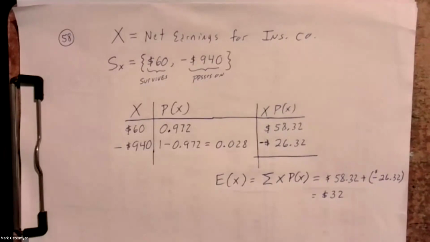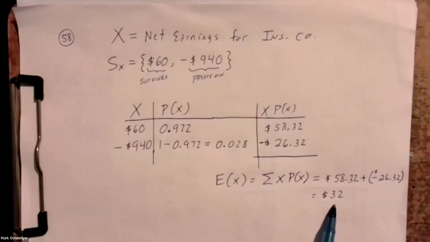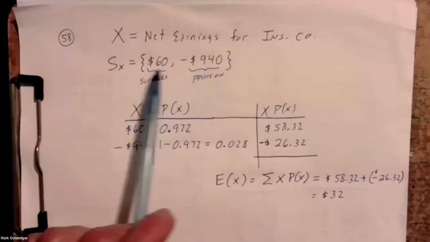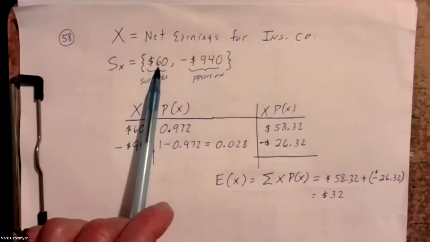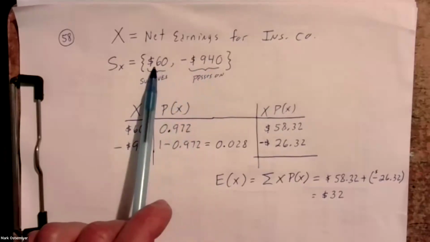So, ladies and gentlemen, if this insurance company sells one policy to a 60-year-old, a $1,000 life insurance policy, does that mean that they're going to make $32 off that one 60-year-old? No. In fact, that's impossible, because the only thing that could happen is one of these two results, correct? For the net earnings of the insurance company. Either they're going to make $60 off that 60-year-old, or else they're going to lose $940, depending upon whether the 60-year-old survives or passes away.